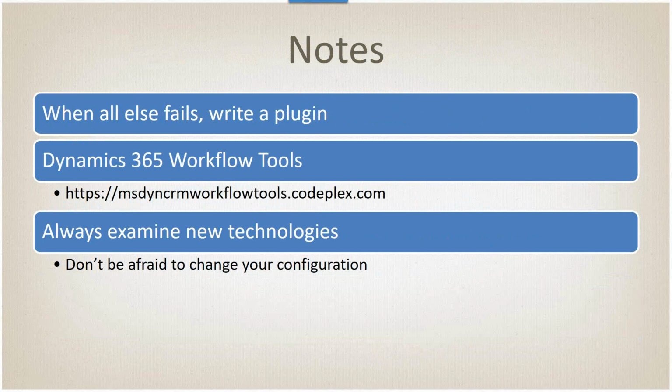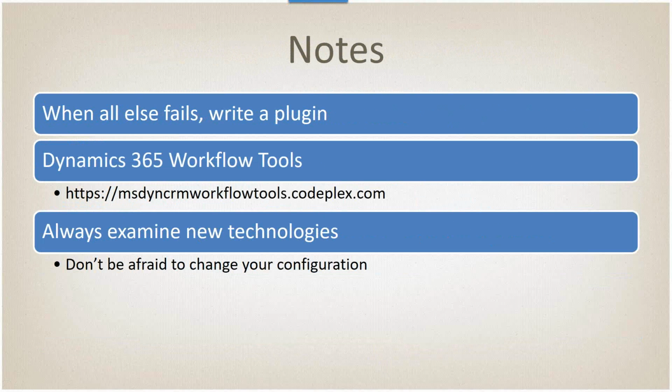When all else fails, write a plugin. I know that sounds kind of odd, and that's the absolute worst case scenario in my professional opinion. But sometimes you do have unique stuff where you just need it done programmatically, and there's no way around it. The Dynamics 365 workflow tools, which are currently on CodePlex, and I hope he moves them over to GitHub before CodePlex dies, have some custom workflow activities that will help you assign roles to users and teams, and share with users and teams. So you can actually automate some of these things with just pure workflows if you want.